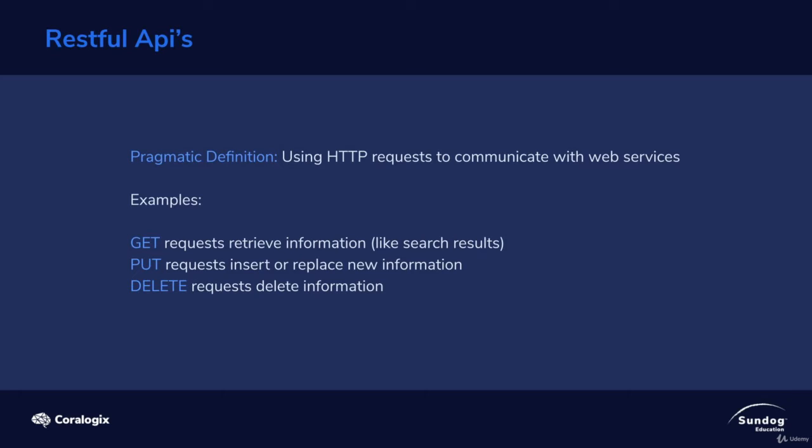So for example, if I want to get information back from my Elasticsearch cluster, like search results, for example, I'm actually conducting a search, I would send a GET verb along with that request saying I want to get this information from Elasticsearch.